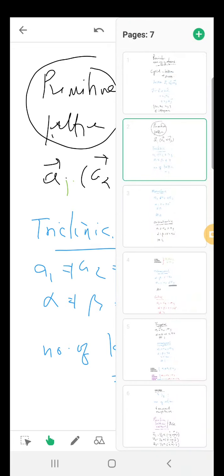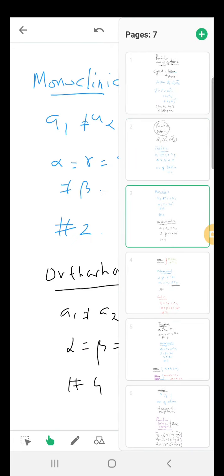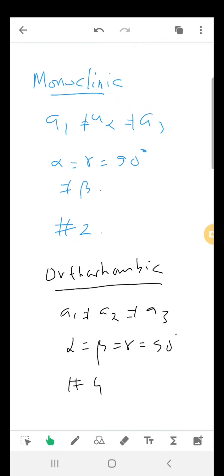Next is your monoclinic, where also none of the sides are equal, and the only difference it has with the triclinic one is that two of the angles are equal and equal to 90 degrees, and we can have two different types of monoclinic lattices. That means either alpha is equal to beta is equal to 90, or alpha is equal to gamma is equal to 90.